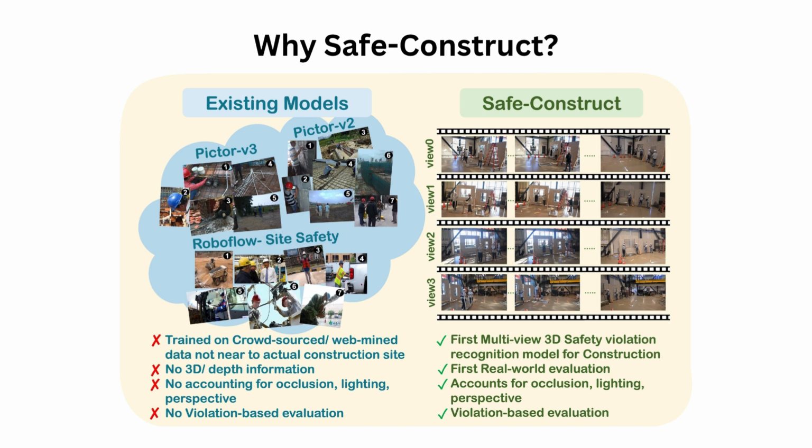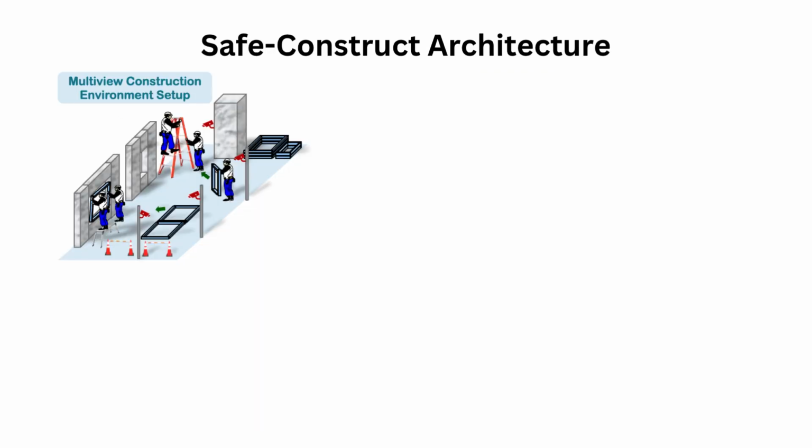On the other hand, SafeConstruct leverages a multi-camera setup to reconstruct the 3D pose of workers and objects in real time, thus leveraging 3D spatial understanding and scene-level worker-object context. This significantly reduces occlusion-related failures. If a worker is occluded in one view, they are still visible in others. Let's walk through how SafeConstruct works.